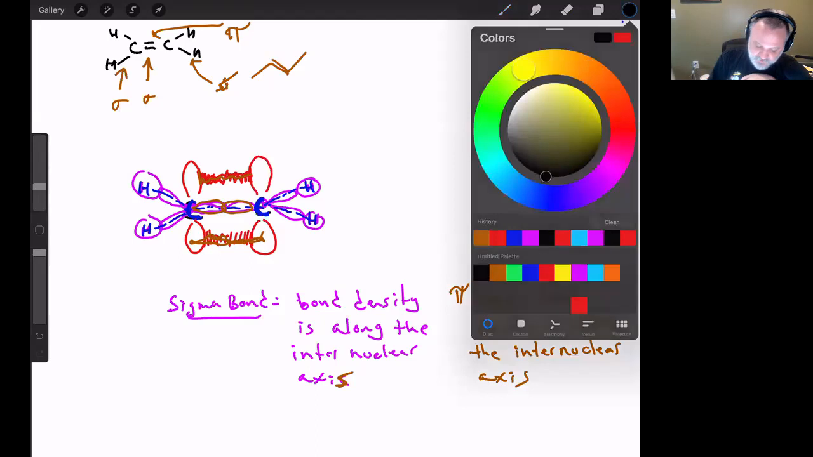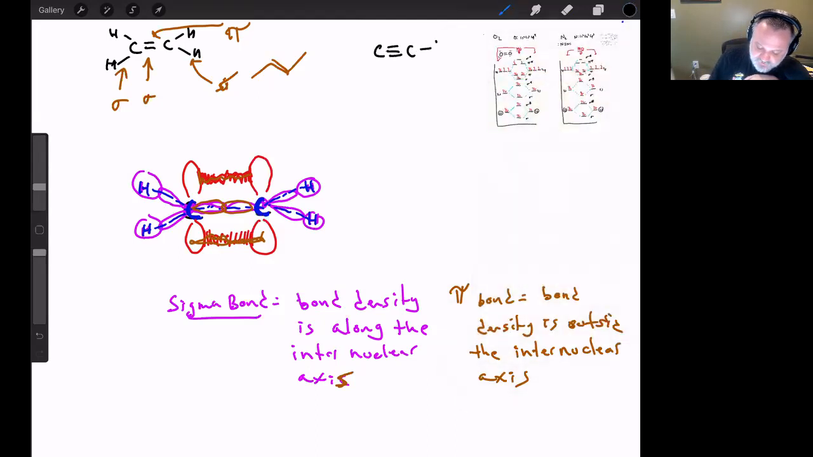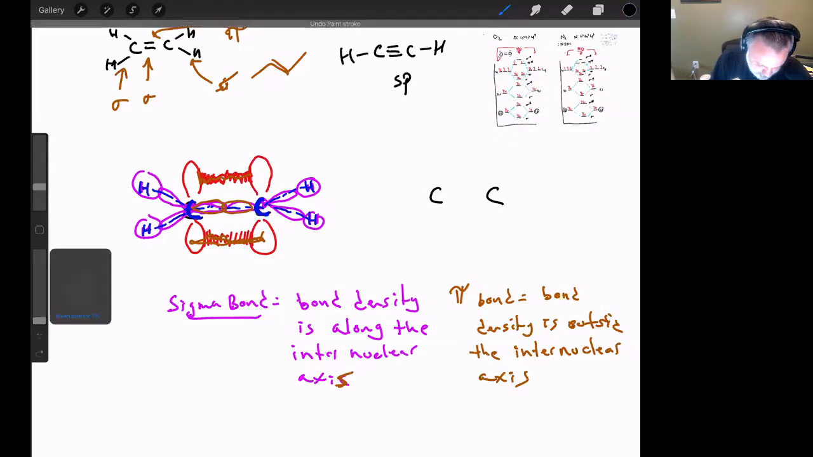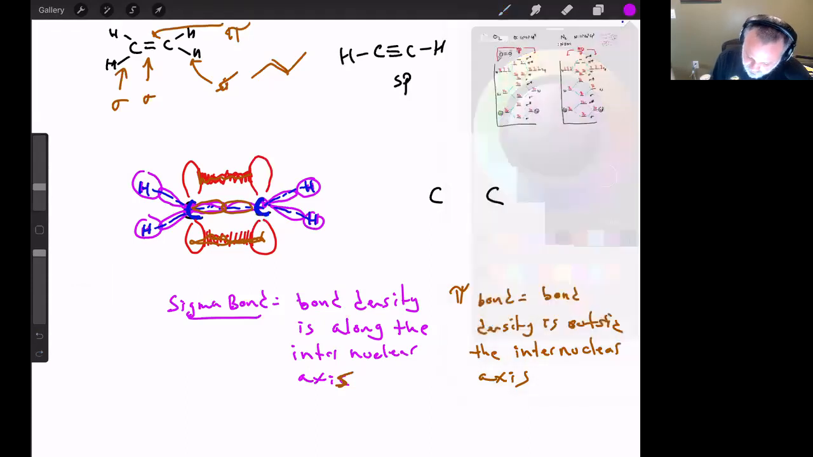What if we had something like C2H2? So we draw this guy, and we remember that it's sp hybridized. That means there's one s orbital and one p orbital making hybrid orbitals. So I've got a hybrid orbital. Let's use the purple again. It's here, an sp orbital. I've got a hybrid orbital here, again an sp orbital. If I draw it just a little better, it'll line up a little better.